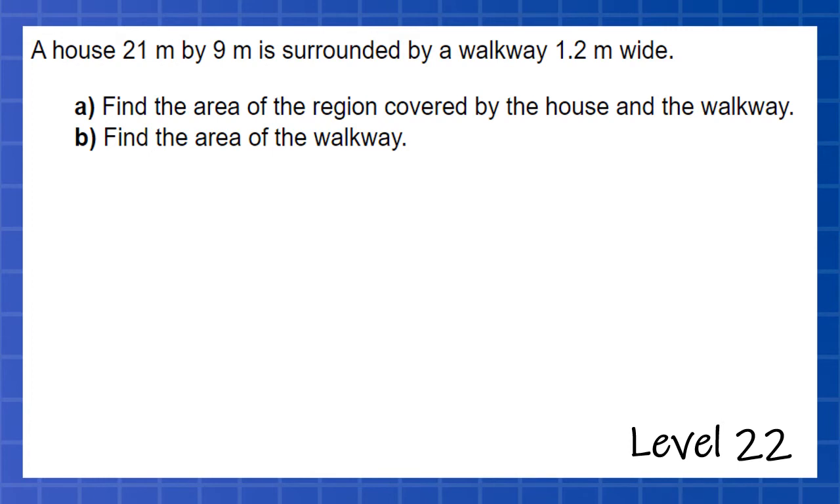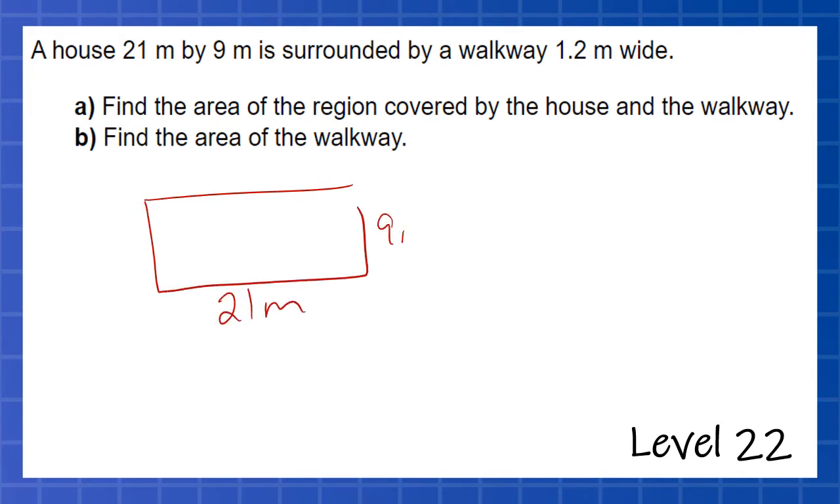House, 21 meters by 9 meters. Okay, so we've got a house and it's a rectangle. And it's 21 meters by 9 meters. And I can find the area of that house, I multiply those two together, and I get 189 meters. Again, we just want to remember that that's the second dimension, so 189 meters squared.